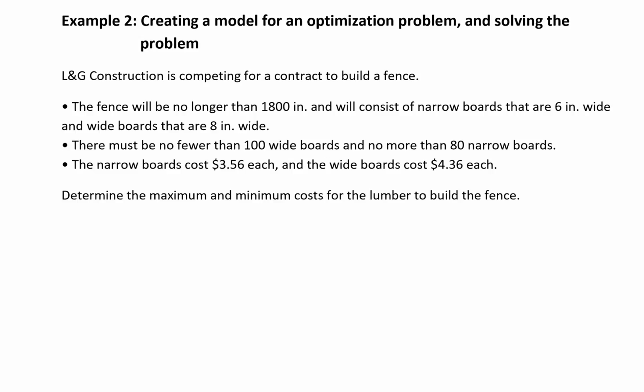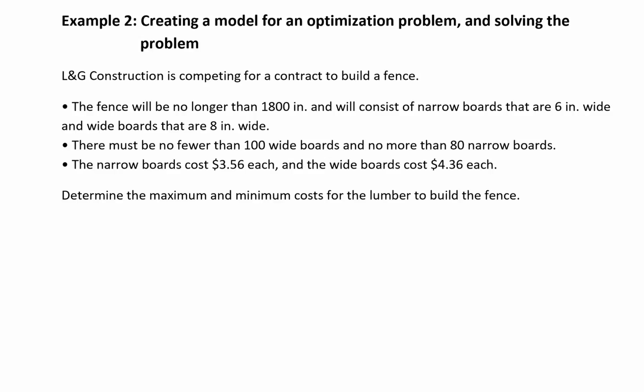L&G Construction is competing for a contract to build a fence. The fence will be no longer than 1,800 inches and will consist of narrow boards that are 6 inches wide and wide boards that are 8 inches wide. There must be no fewer than 100 wide boards and no more than 80 narrow boards. The narrow boards cost $3.56 each. The wide boards cost $4.36 each. Determine the maximum and minimum costs for the lumber to build the fence.